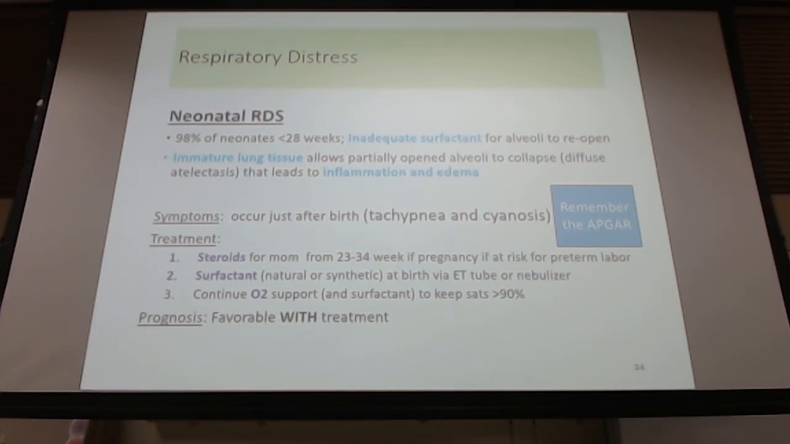This is neonatal. Not enough surfactant. Before 28 weeks. 90% of neonates before 28 weeks have it. So, the neonates, what happens when somebody goes into premature labor? We try to stop it.